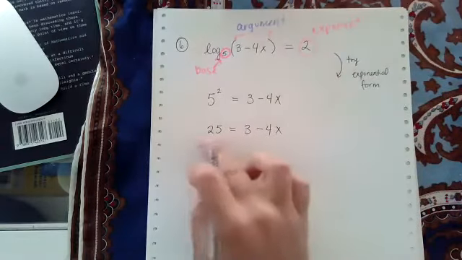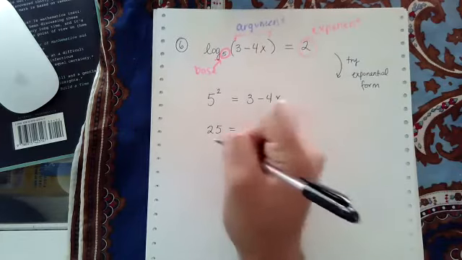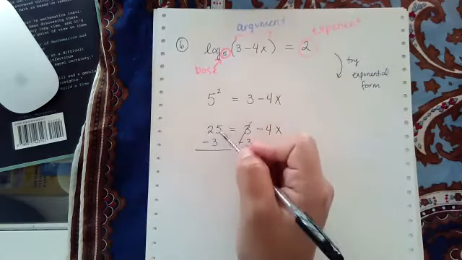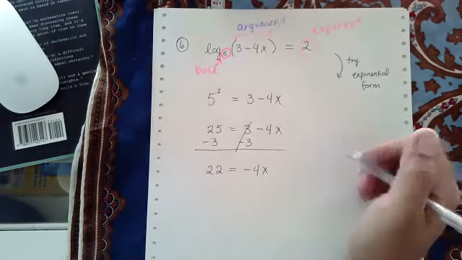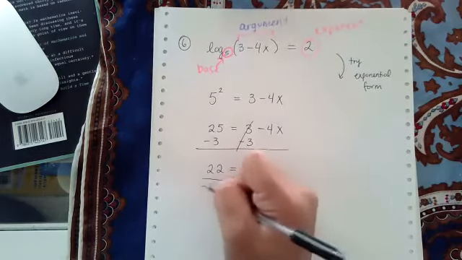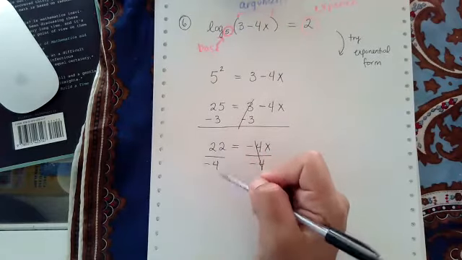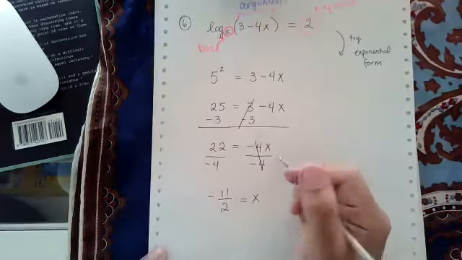Well, then can anybody tell me what kind of an equation this is? Linear equation. Yeah, so we're just going to solve it the way we've been solving linear equations. We're just going to isolate the x. I will just subtract the 3 over to the other side. So now this should be 22 is equal to negative 4x. And then we could divide both sides by negative 4. And so this reduces by 2. So we should get negative 11 over 2 is equal to x. And that should be our solution.